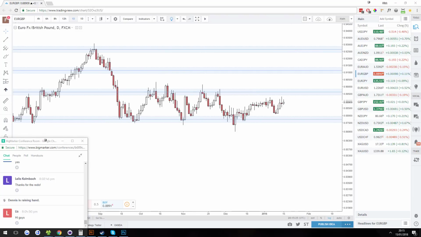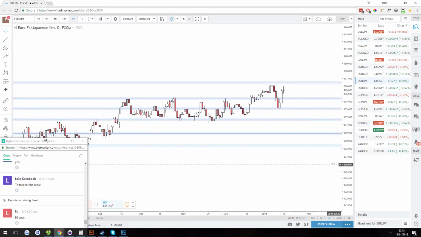What I'm looking for this week with Euro GBP is for price to push up to the top of this range, which is roughly the 0.8960, and we might be able to get a potential short trade there. Just going to have to wait and see what happens with that one.